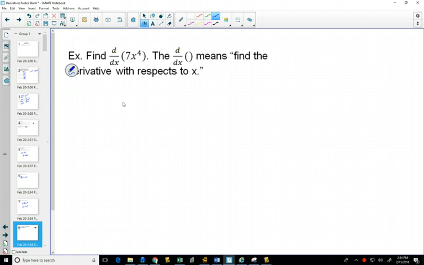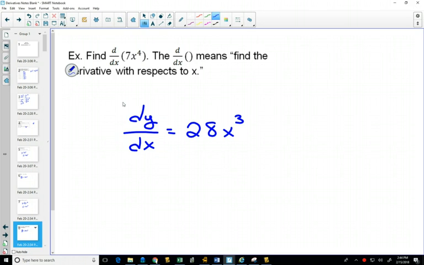Here's another way of finding the derivative. This is another easy one, but it says find d dx, and then they have something in brackets. That d dx is like an operator or a function. It's derivatizing what's inside. That's not a word. Okay? But it says find the derivative of what's inside. And if we would do that, dy dx would be 28x cubed.